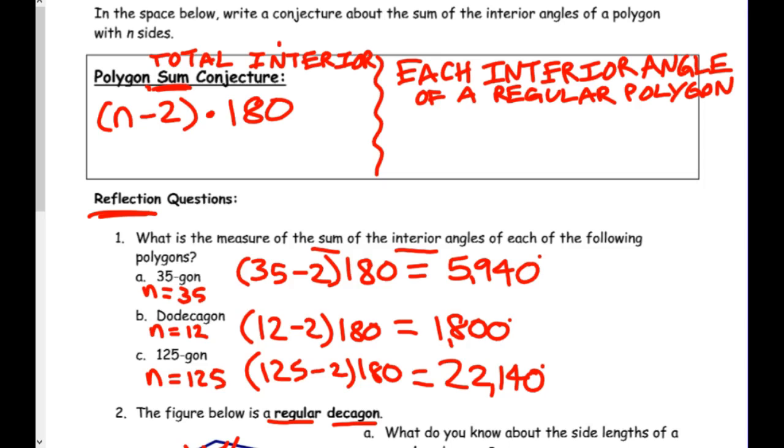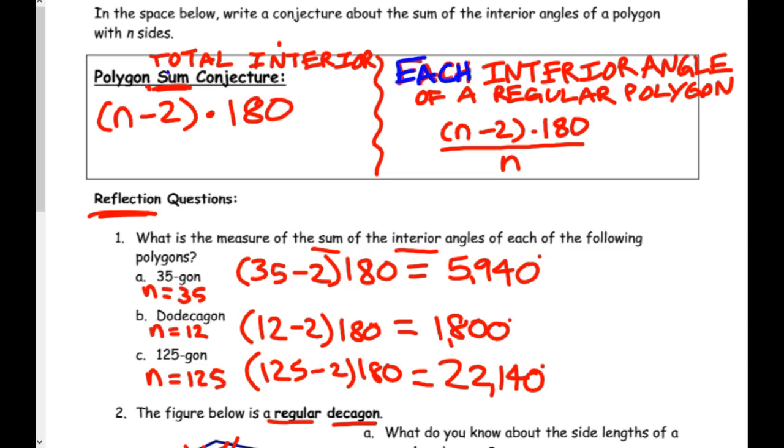So if we need a formula to find each interior angle of a regular polygon, it's going to be the same formula, n minus 2 times 180, but we're going to divide by the number of sides, which is n. Okay? So here's another formula we need to know today. If you see the word each, okay, I'm going to make it blue. Each, then you're going to use this formula.